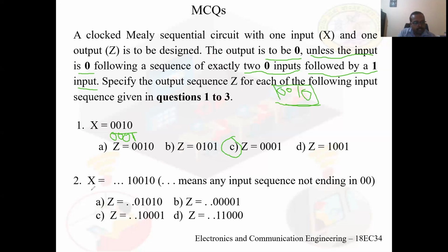Next, the second question. X is 1, 0, 0, 1, 0. Here, dash means any input sequence not ending in 0, 0. Which is the required answer for this one? As you can see here, 0, 0, 1, 0. So we have 0, 0, 0, 0, and we have it as 1 here. Right? So the right answer is option number 2 for question number 2.